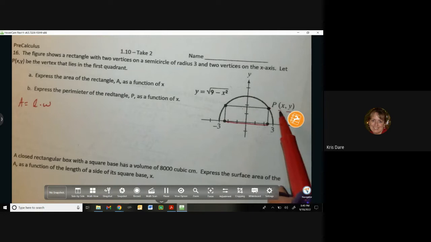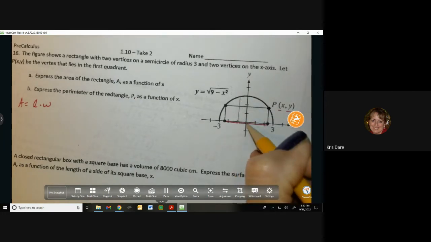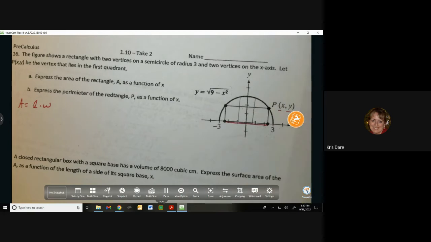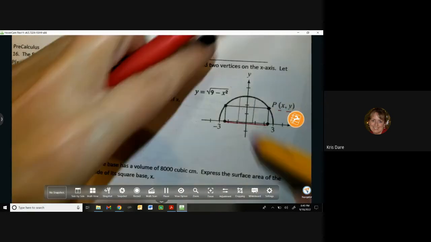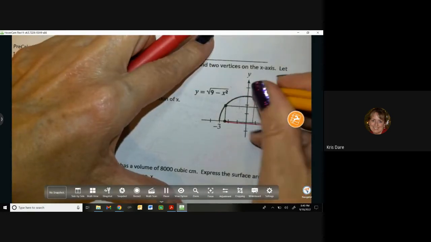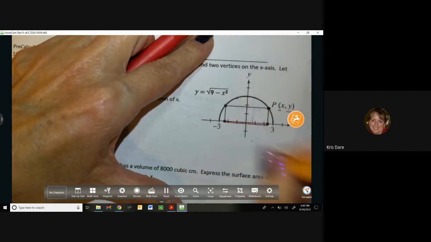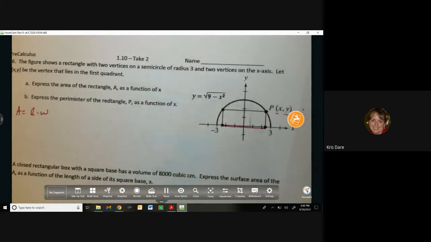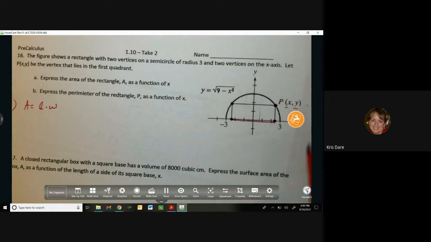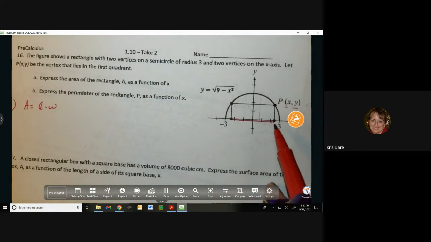This is representing for any X or Y, because the rectangle could have just as easily been drawn like this, right? So I just want to represent any rectangle that could be in there. That's the whole point of the formula. So length times width. I need to represent this length.